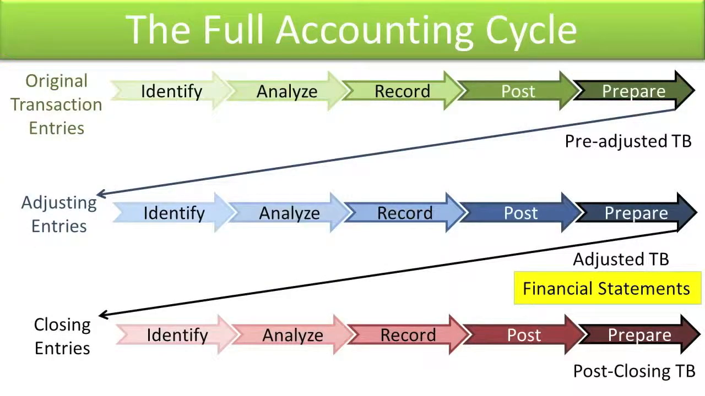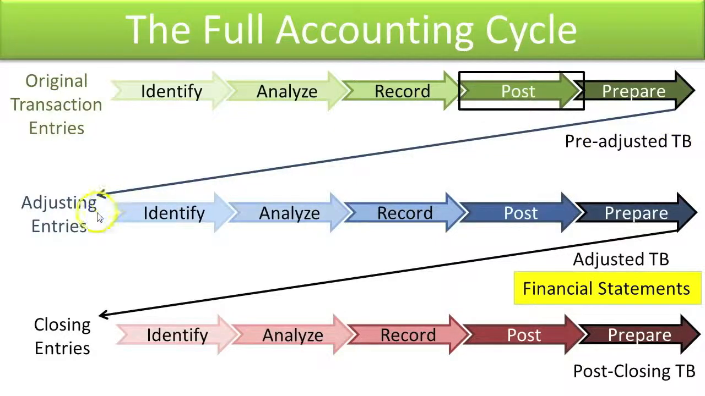Congratulations! You now know how to identify transactions using source documents, Step 1, analyze them, Step 2, and record the corresponding journal entries in the company's general journal, Step 3. Next, we need to post the journal entries into the various general ledger accounts, Step 4, so that we can then compute their balances, which will be used to prepare the pre-adjusted trial balance, Step 5.